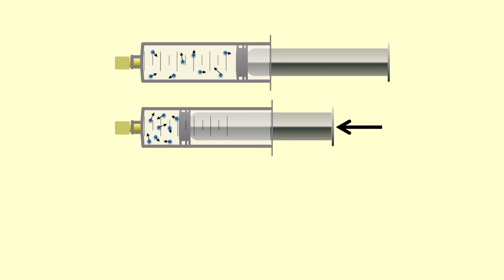Here we have a picture of a syringe with some gas trapped inside it. We're going to compress it to half the volume. In this case, the pressure is going to double. If we compress it again to a third of the volume, then the pressure would triple.